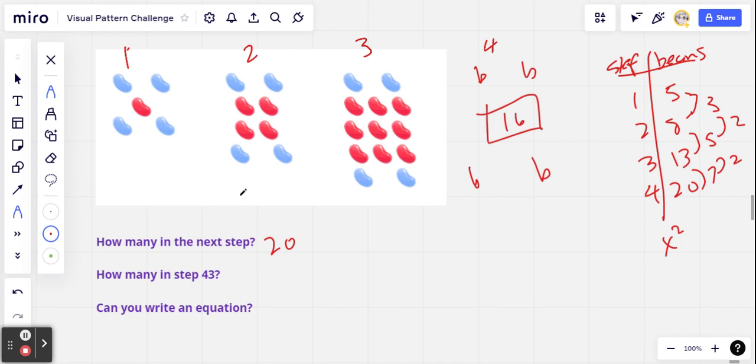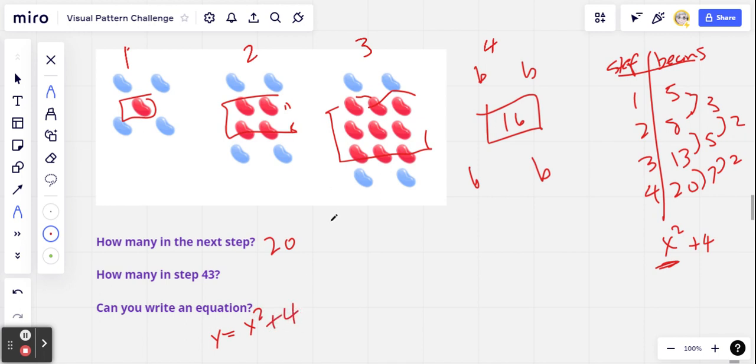How about an equation for this pattern? Can we get that just from the visual intuition? I think in this case it's pretty easy. X squared, we know that's part of it, and in fact it's this part, right? That is the step number squared. 1 squared is 1, 2 squared is 4, 3 squared is 9. So that all looks good. And then we've just got these extra 4 blue jelly beans in every step. So that's just plus 4. So red jelly beans here, blue jelly beans here. So our equation is y equals x squared plus 4.